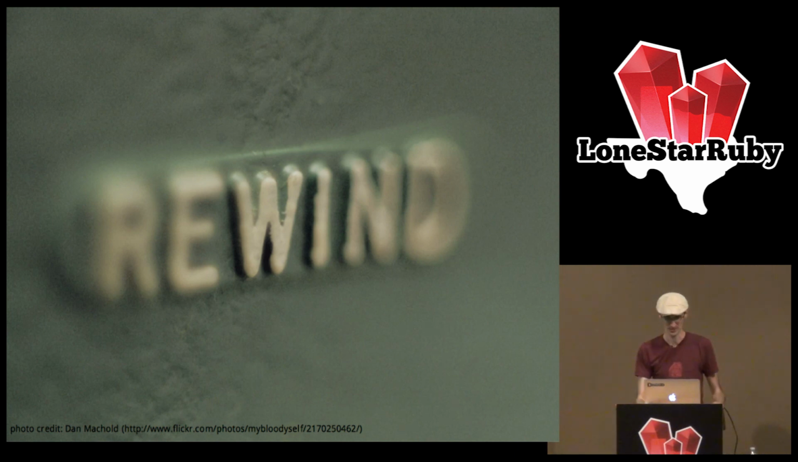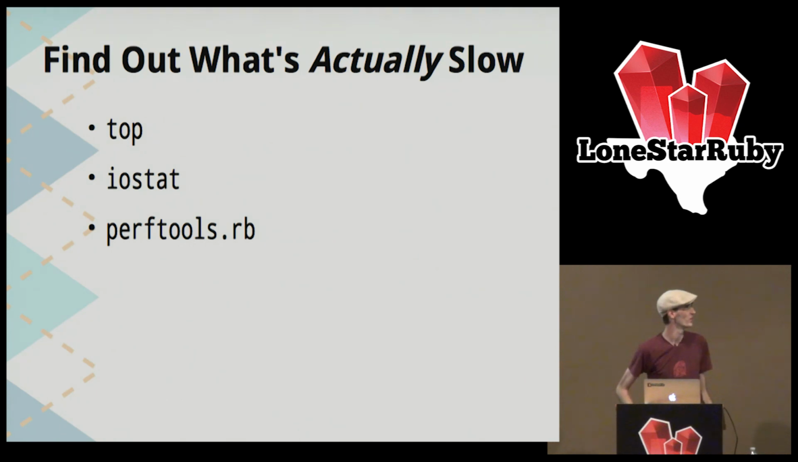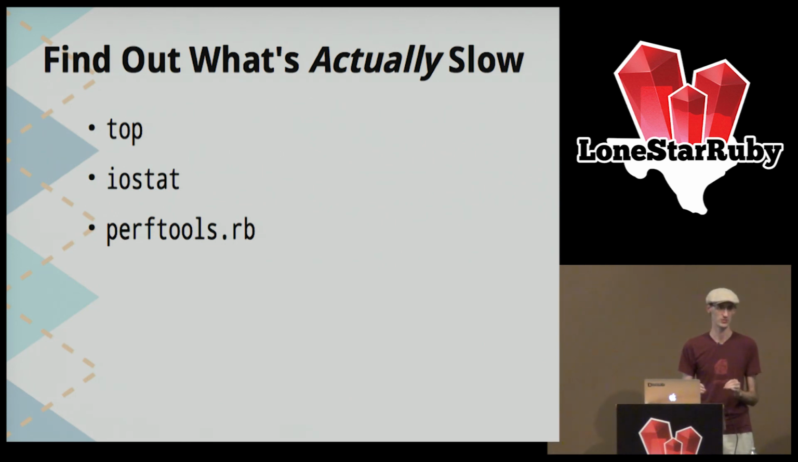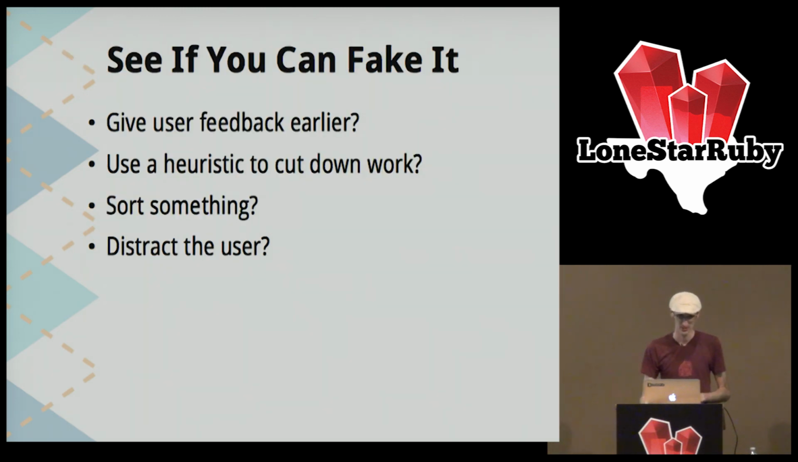So let's go back and review, and then we'll do questions. First step, you're worried about performance, something takes too long. First is to figure out what is actually taking too long. top, iostat, and perftools.rb are your friends for that. The second question to ask is, can I pretend? Can you give the user feedback earlier, or like in our case, reverse sort something? Can you distract the user? People talk about putting mirrors in elevator lobbies, and even though the elevator does not come faster, people feel like it doesn't take as long. If you show the user a tutorial while they're waiting, they're not just waiting, they're learning.